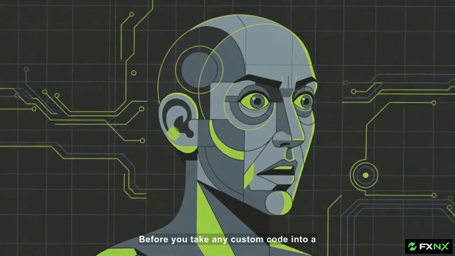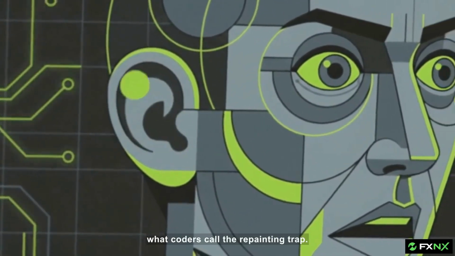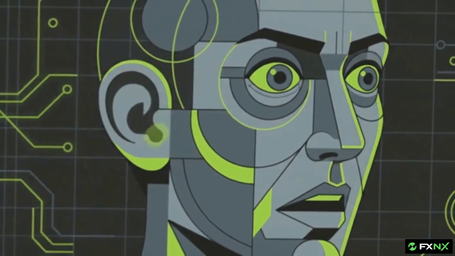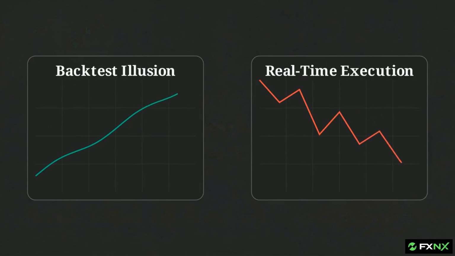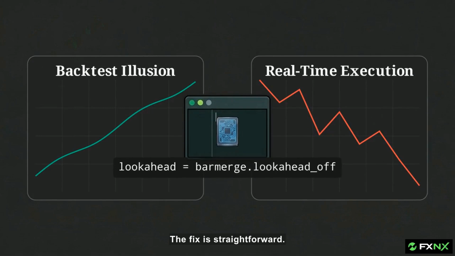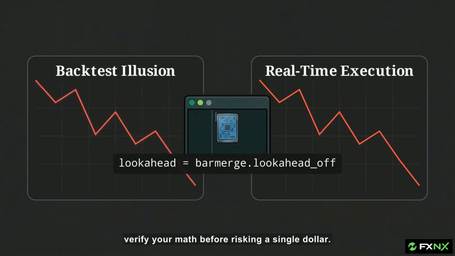Before you take any custom code into a live market, you have to verify your data to avoid what coders call the repainting trap. Peeking at future daily closes gives a flawless backtest on the left, but crashes in real-time execution on the right. The fix is straightforward. Apply a strict look-ahead parameter and always verify your math before risking a single dollar.